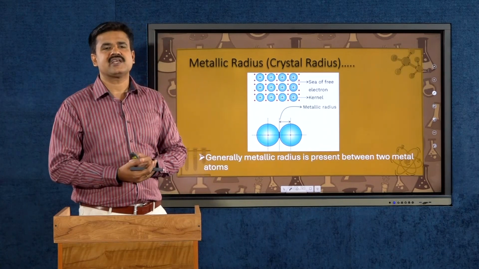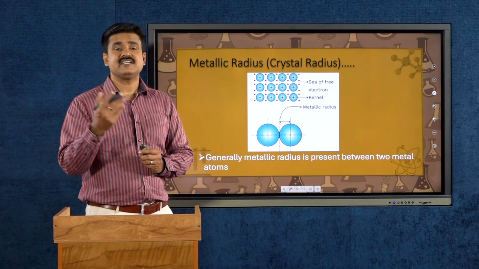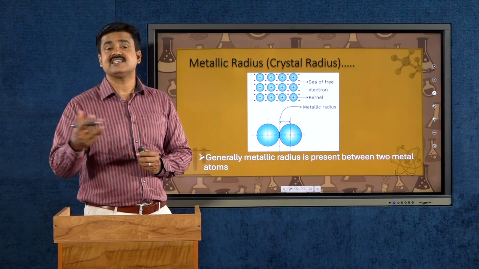This is the pictorial representation depicting the metallic radius in a metallic crystal. You can see the arrangement of the metallic crystal. In a metallic crystal, according to the electron sea model, there are positively charged metal ions embedded in a sea of electrons.